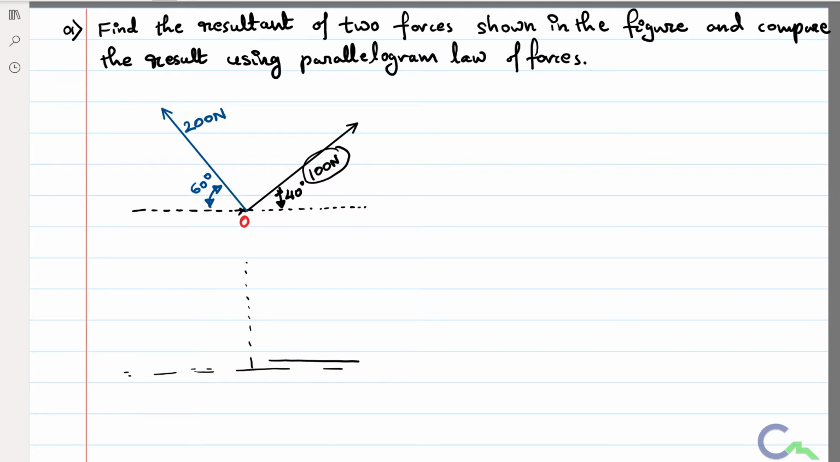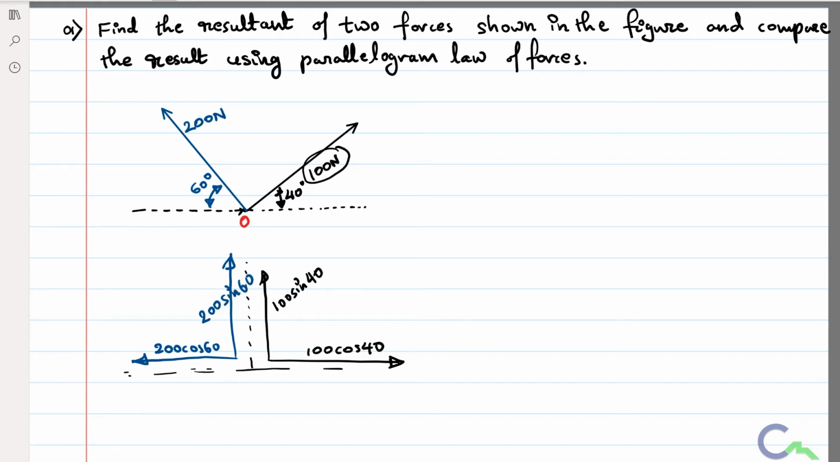So the horizontal component is 100 cos 40. The vertical component is 100 sin 40. For the other force, the angle is given with respect to horizontal, therefore the horizontal component is 200 cos 60. The vertical component is 200 sin 60.